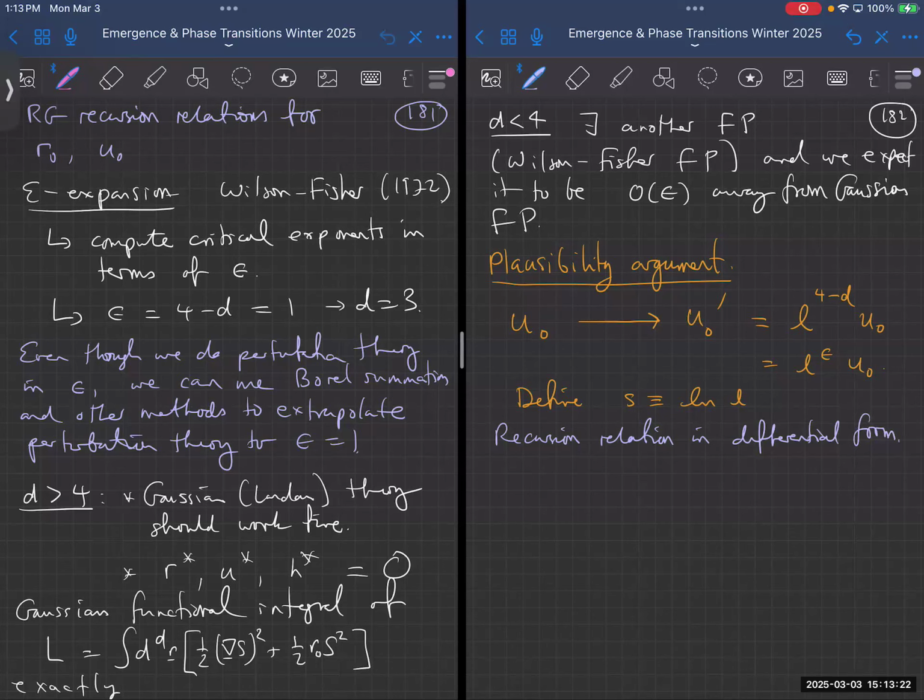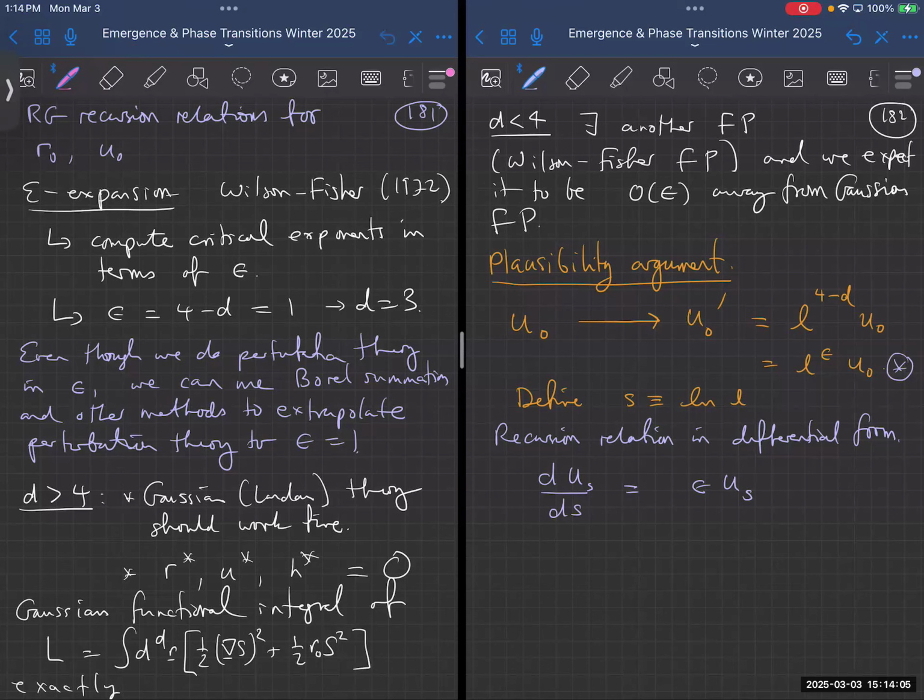In other words, for infinitesimally small L, du as a function of scale will go like epsilon times u. So basically this says if I change my scale by s, which is log L, then u will change by epsilon times u, and the solution of this equation is that u scales like L to the epsilon times u. So this is equivalent to this statement here.